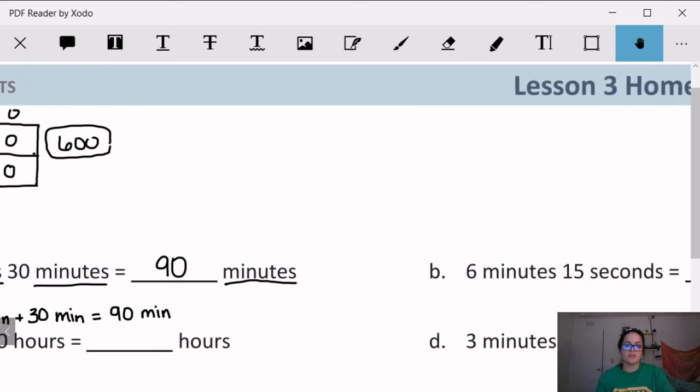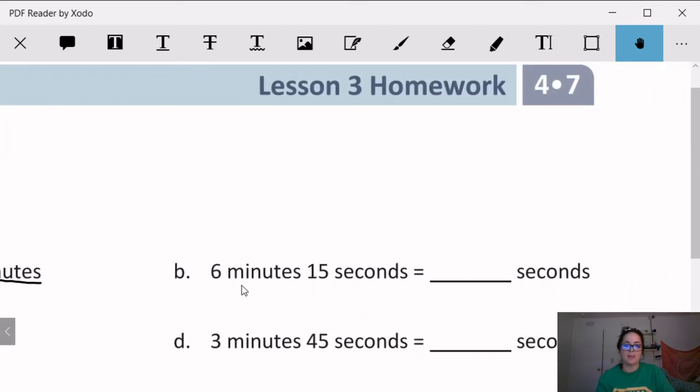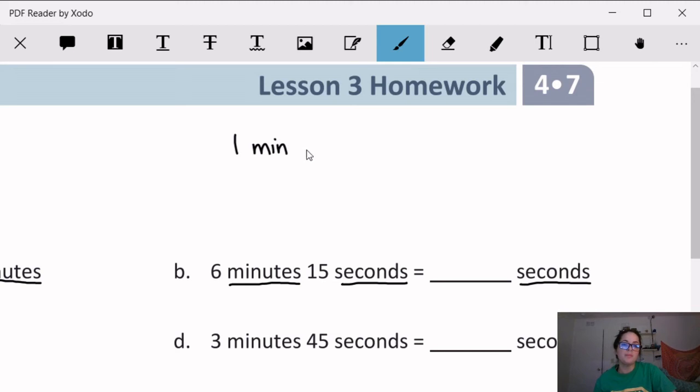All right, so let's take a look at B. Here we've got 6 minutes, 15 seconds, and we're trying to turn that into seconds. So we've got minutes and seconds, and we're trying to turn it into just seconds. Notice I'm focusing on the units that we're working with. If you look at your practice sheet, you would see that 1 minute is equal to 60 seconds. So the rule for turning minutes into seconds is taking the number of minutes and multiplying that times 60.